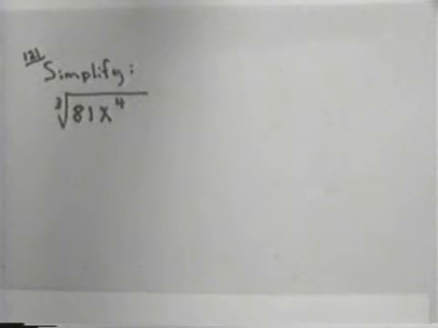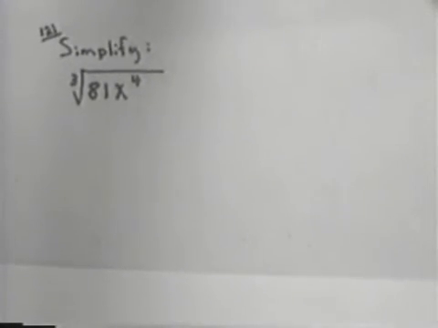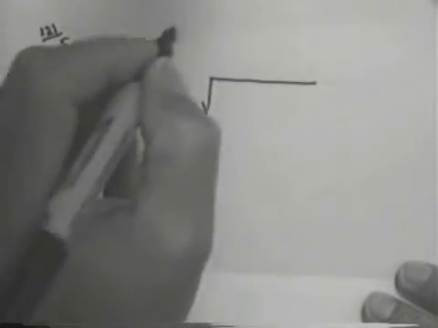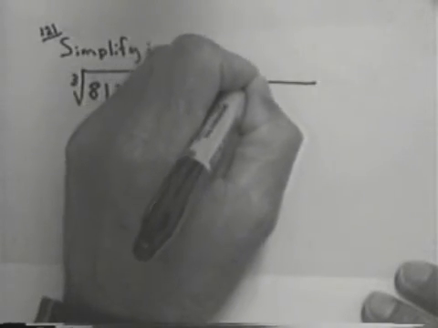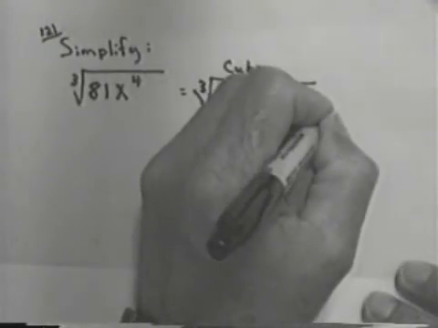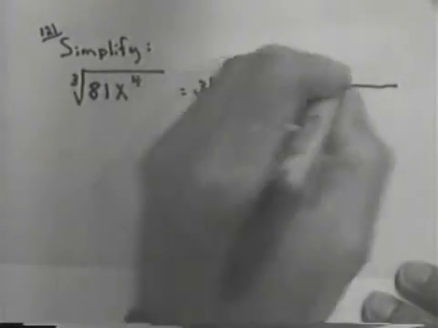Okay, let's look at an example, and let's simplify the cube root of 81 x to the 4th. We want to simplify the cube root of 81 x to the 4th. So what I want to do is to factor it into the cube, since I have the cube root, and what's left.